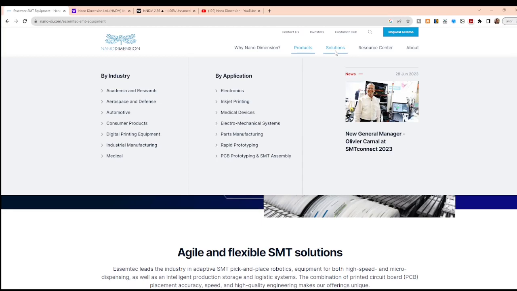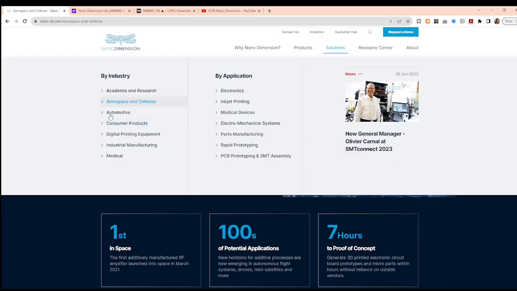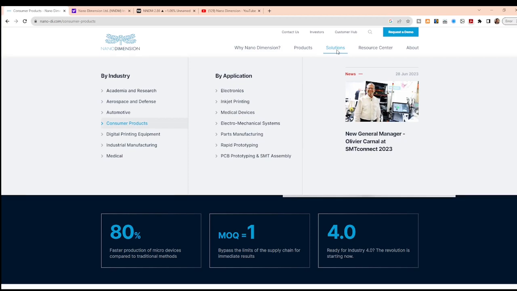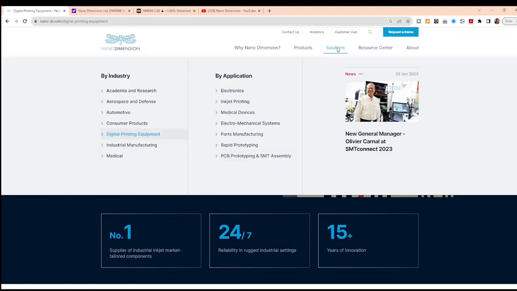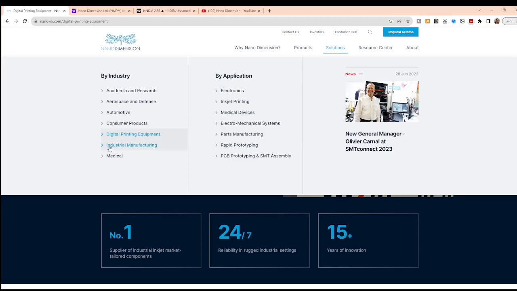So overall, what kind of industries is Nano Dimension serving at this point in time? They've got academia and research. They have aerospace and defense, which we were pretty familiar with. They have automotive solutions, the Internet of Things for consumers also, so consumer products is a big one. They are in the business of digital printing, which is kind of a new thing. I was not familiar with them actually being in digital printing, but hey, that's part of being versatile and being diversified. I think that's a good thing.